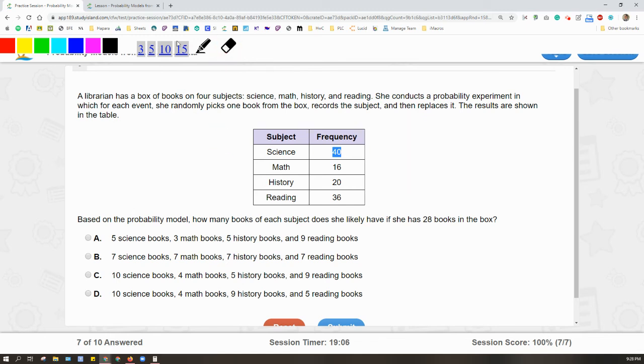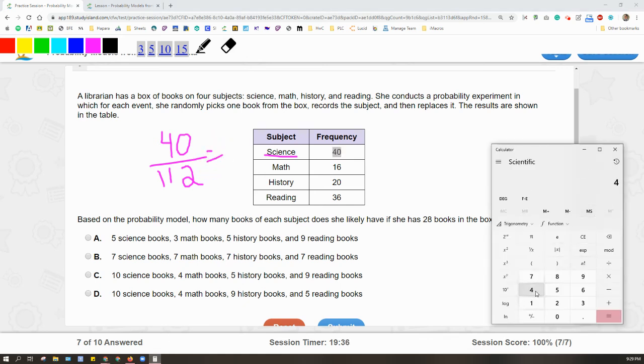So I'll go ahead and write that down. We get the science book 40 out of 112 times. So how do we know how many science books there are? If 40 out of 112 choices were science books, how many science books are there if there are only 28 books in the box? Here's how you find out. Reduce the fraction or turn it into a decimal. If you just punch 40 divided by 112 into your calculator, you'll get a decimal.